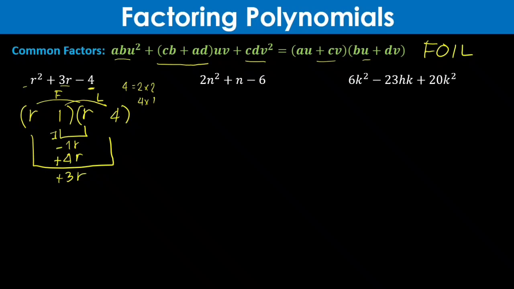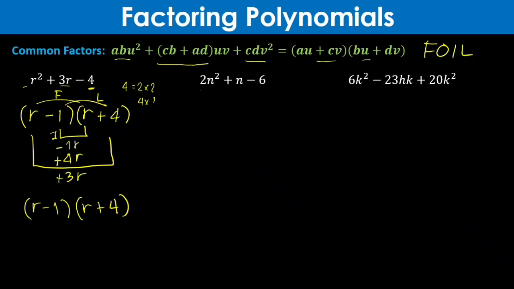And the arrangement of our sign here in the factor, to make positive 4r, this must be positive 4r. And to make negative 1r, this must be minus 1r. So therefore the factor is r minus 1 and r plus 4. Now let's go to this one.